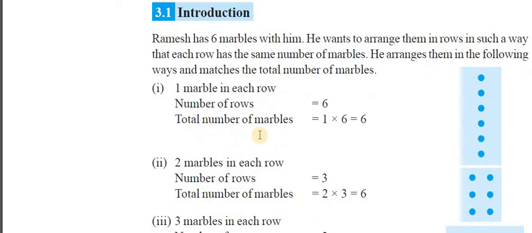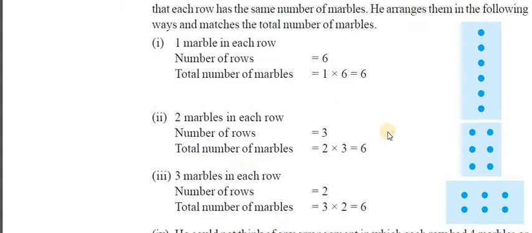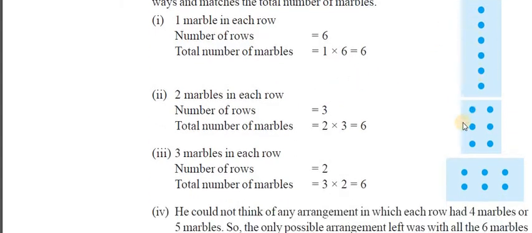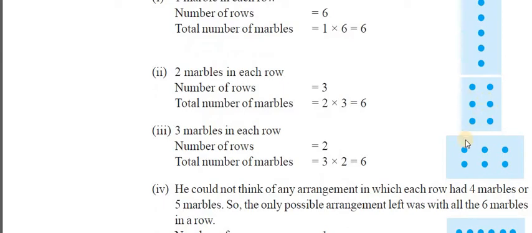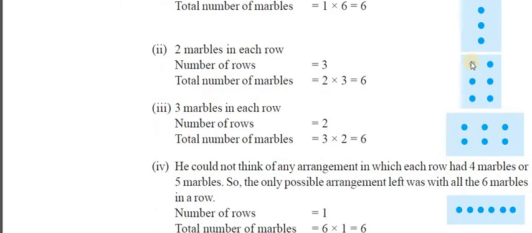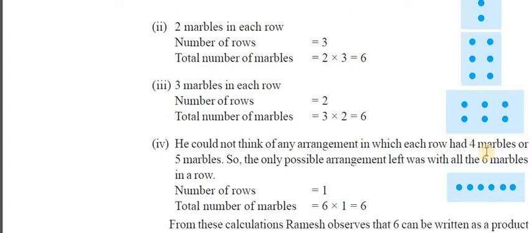Ramesh has 6 marbles with him. He wants to arrange them in rows in such a way that each row has the same number of marbles. He arranges them in the following way and matches the total number of marbles. See, he has 6 marbles. He wants to arrange them in such a way that each row has the same number of marbles. So in different ways he tries to arrange. First he arranged all 6 in one, and then he arranged 3, and then in this way 2 columns. Here he selected 2 columns and 3 rows, and here he selected 3 columns and 2 rows.